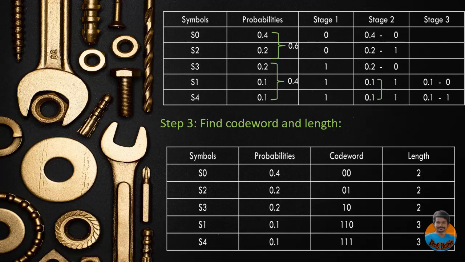Moving to the length column, count the digits in the code word column and enter its numerical values. For S0, there are 2 digits, so the length is 2. For S2 also there are 2 digits, so here also 2. S3's length is also 2. In S1 and S4, there are 3 digits in the code word, so the length is 3.